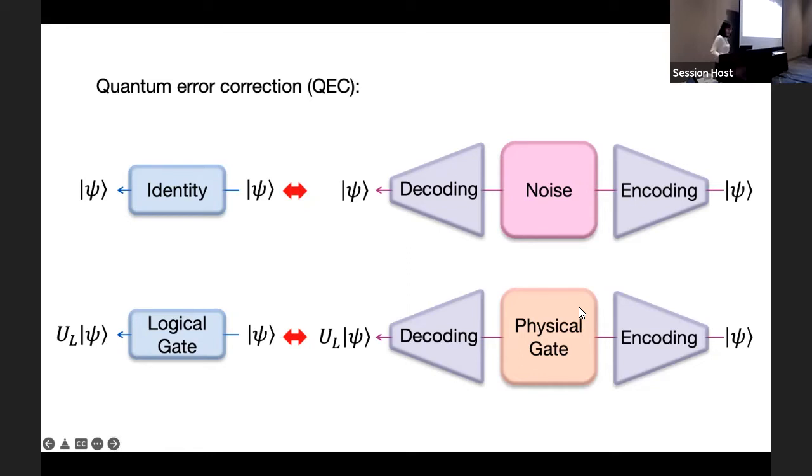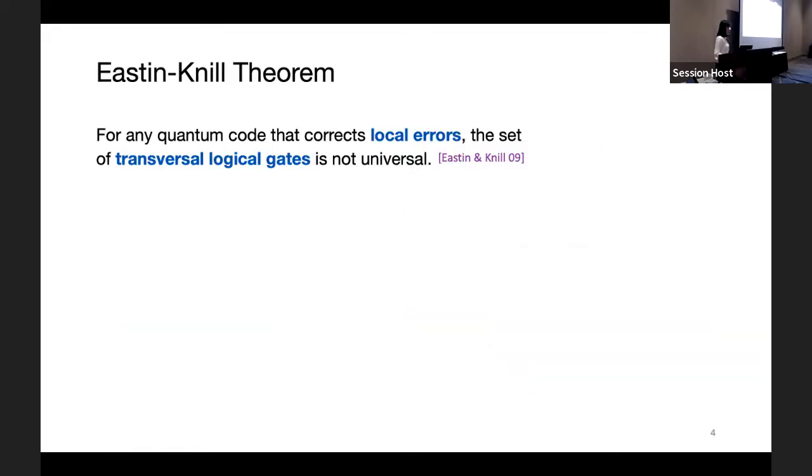And that is actually the core of the proof of the Eastin-Knill theorem, which basically states that any quantum code that can correct local errors cannot have a universal set of transversal logical gates. So by transversal here, I basically mean that the gates act independently on each subsystem so that noise does not propagate. So it is basically a very nice candidate for fault-tolerant quantum computing. And now let's take a closer look at how the proof works.